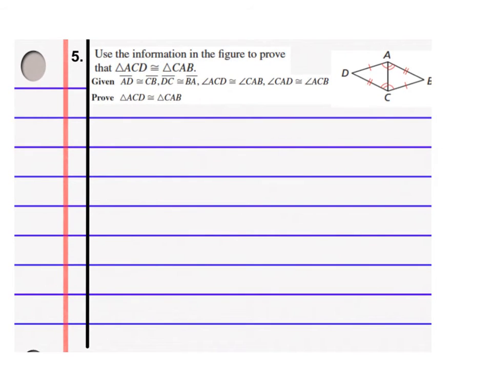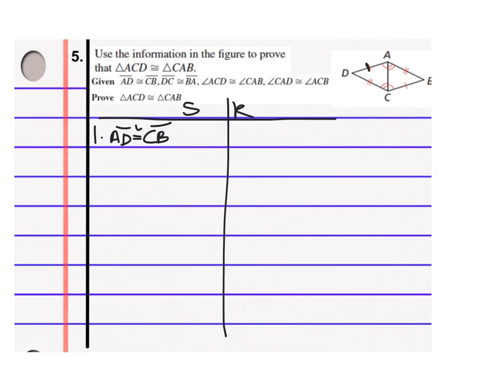All right, last example. Use the information in the figure to prove that triangle ACD is congruent to CAB. It gives you a bunch of stuff that's given, and you're trying to prove that the two triangles are congruent. So draw your diagram, pause the video, set up your table. I'm going to start with the side lengths. I could start with the angles, I'm just choosing to start with the side lengths. AD, because it has 1 tick mark, is congruent to CB. That's also given.